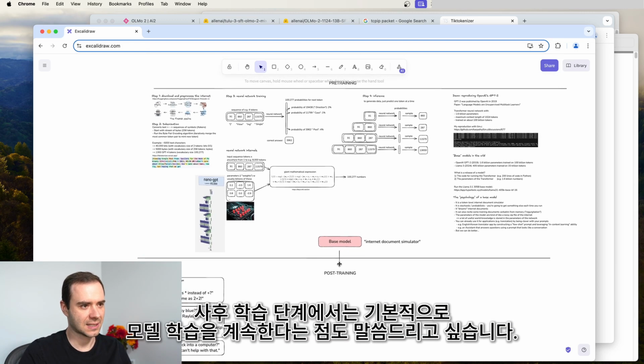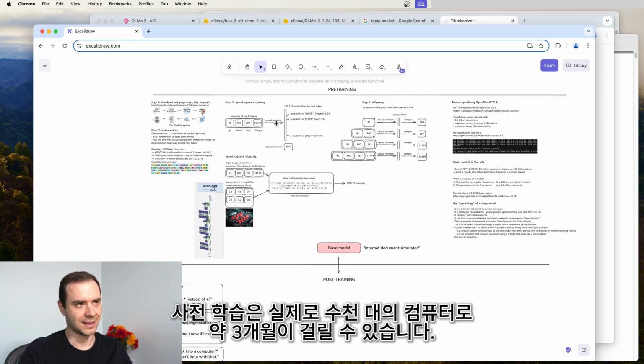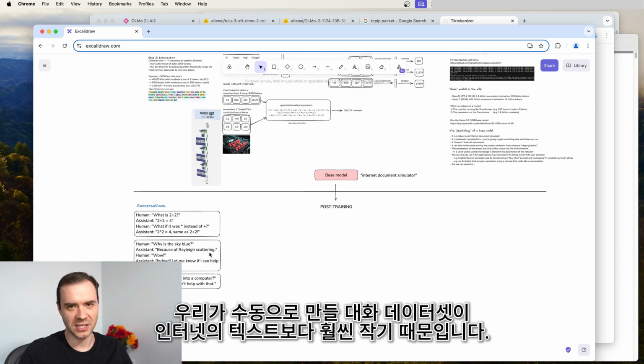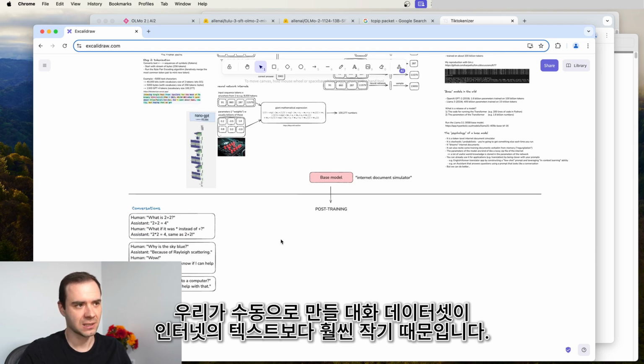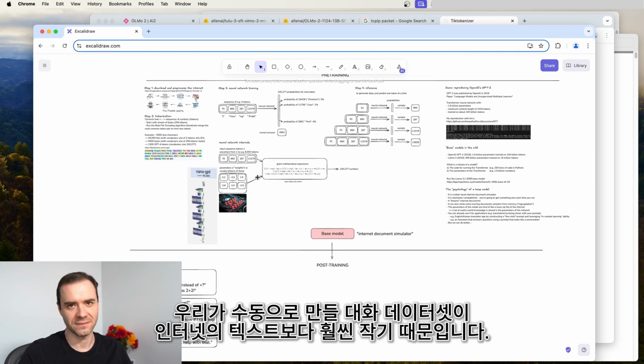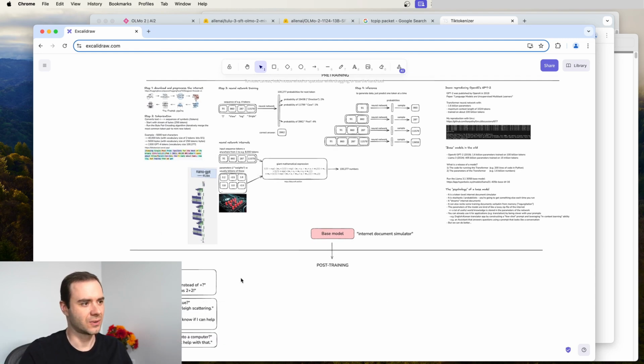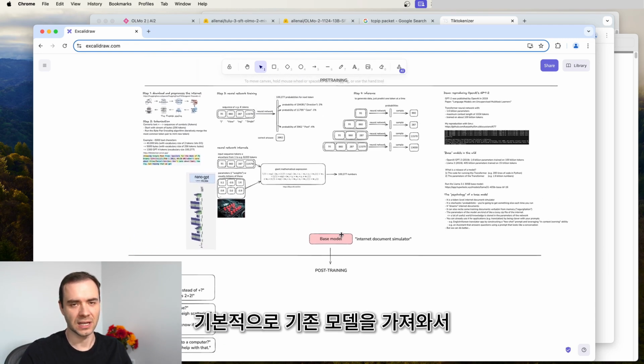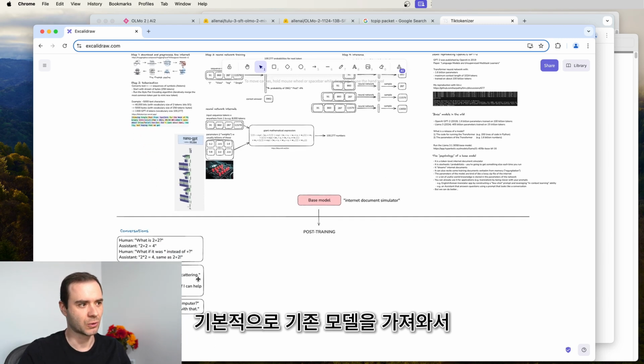I also wanted to mention that this post-training stage, we're going to just continue training the model, but the pre-training stage can in practice take roughly 3 months of training on many thousands of computers. The post-training stage will typically be much shorter, like 3 hours, for example. That's because the data set of conversations that we're going to create here manually is much, much smaller than the data set of text on the internet. So this training will be very short, but fundamentally, we're just going to take our base model and continue training using the exact same algorithm, the exact same everything, except we're swapping out the data set for conversations.